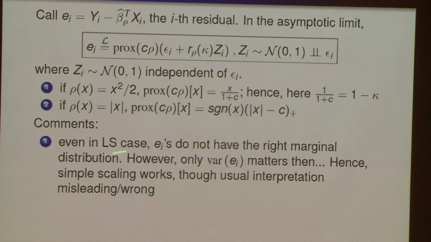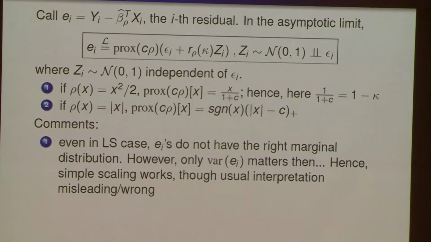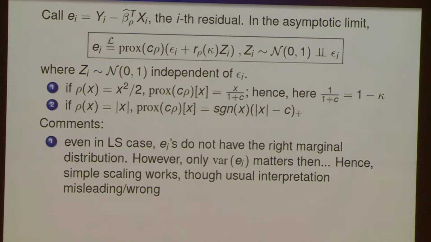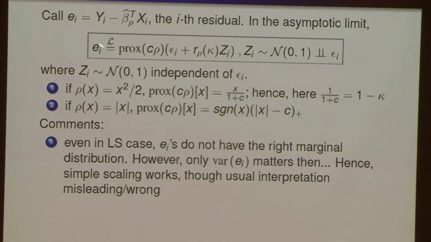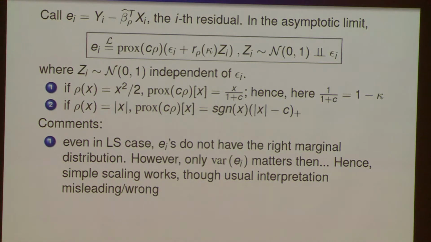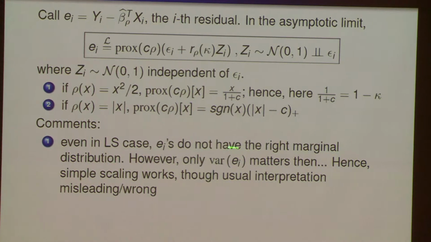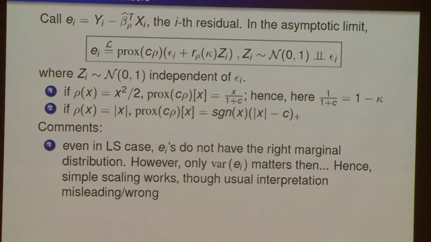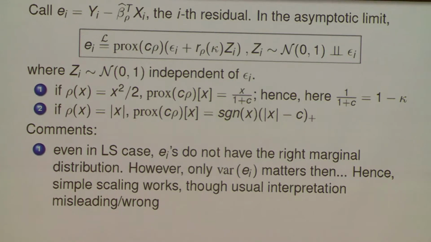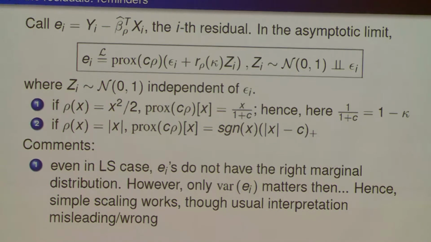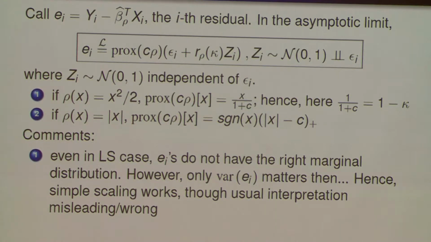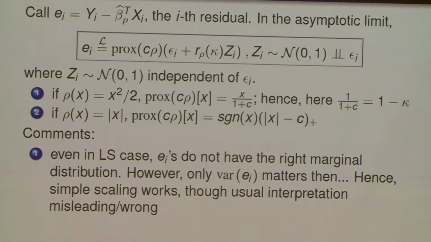So we recover the result of Bickel and Freedman, which in the least squares case is pretty much obvious because you have an explicit form: the residuals don't have at all the right distribution, not even the right marginal distribution. But of course, for least squares, the only thing that matters about the error distribution is its variance. So if you scale, you get the right variance. And that's why, at least for the bootstrap, when you look at confidence intervals for one variable, there's no problem.